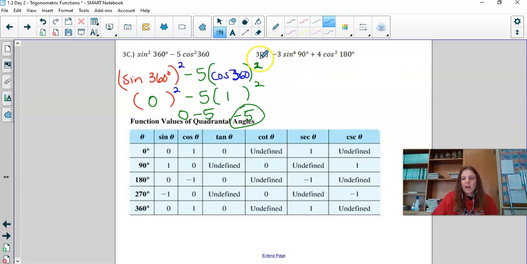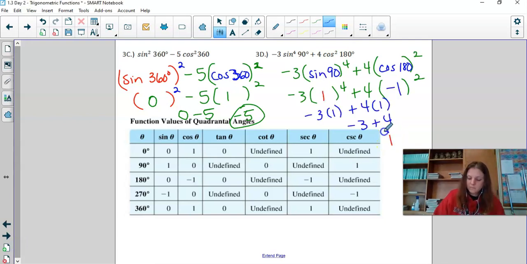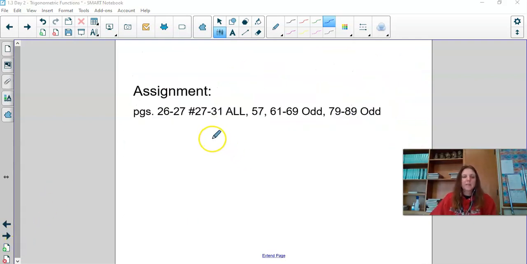Try the last one on your own. Pause now and then check your answer in a moment. So if you got 1 as your final answer, you have it correct. These are the assignment problems that go along with this set of notes and examples.